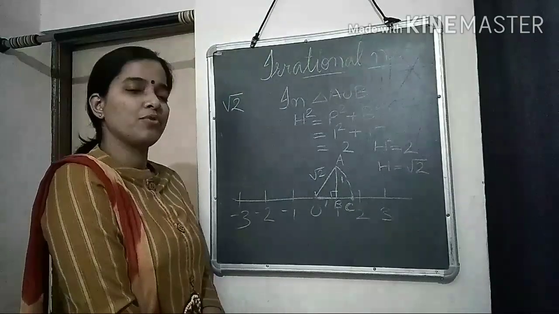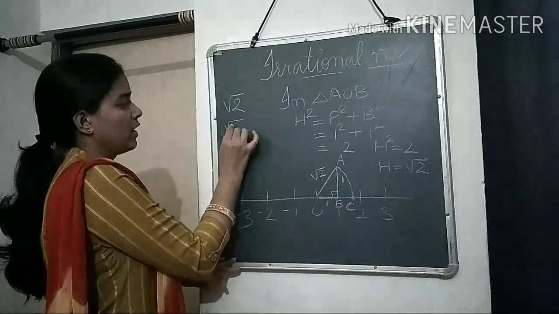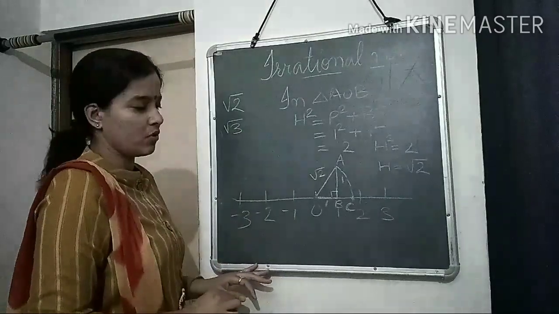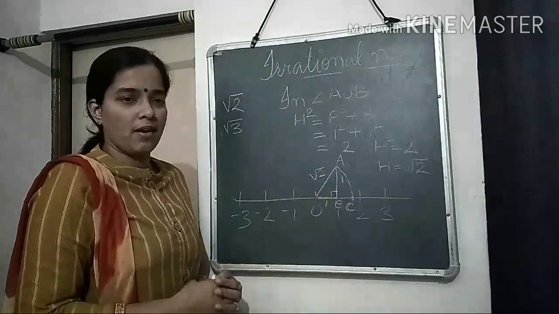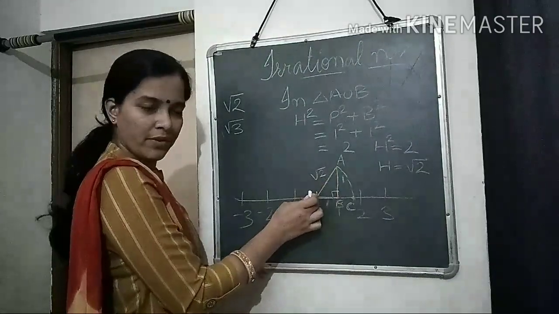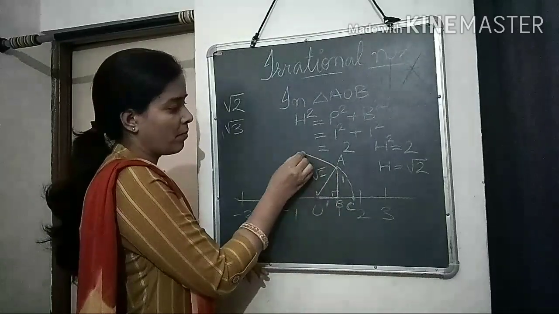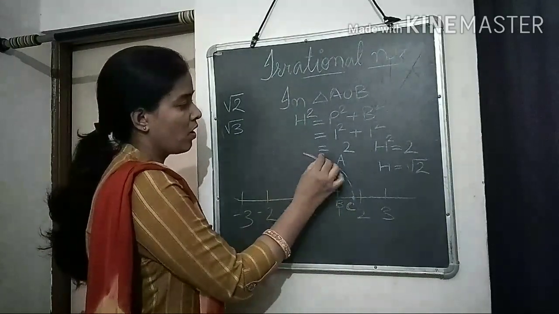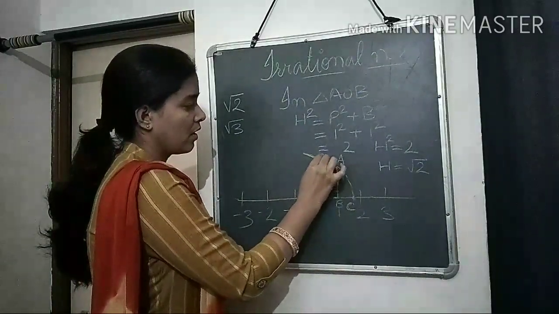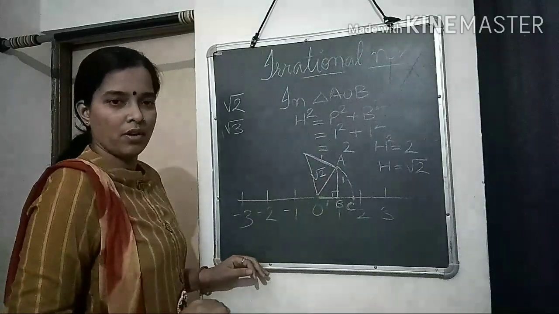Suppose you have to draw it for root 3 also. Root 2 we have done. If we have to make it for root 3, in the same diagram we can go for it. Suppose this is root 2 given to you already. This is the base. And if I take one perpendicular which is of 1 unit and then join it here with the origin.